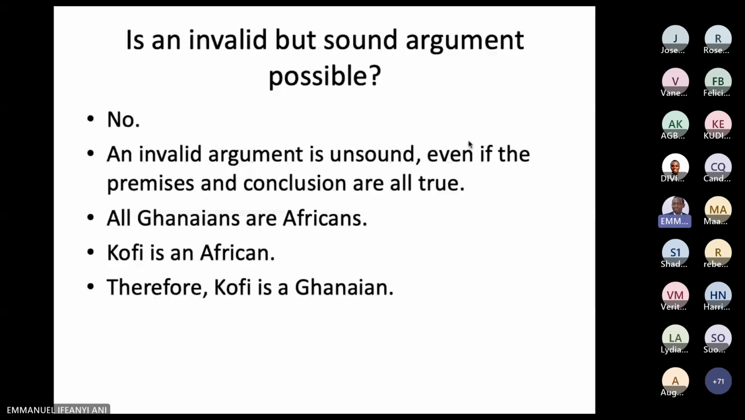And remember that this is called a deductive argument. You cannot deduce that Kofi is a Ghanaian from the statement that Kofi is an African. When you say Kofi is an African, you cannot from there deduce that Kofi is a Ghanaian because there are so many African countries.